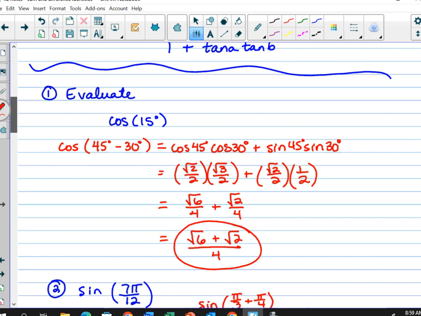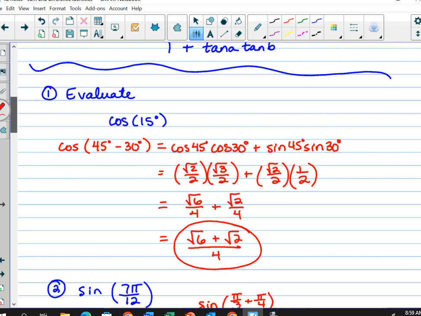7 pi over 12, where is that? It's in quadrant 2. It's a little bit past 90, right? It would be 15 degrees past where 90 is. And it's the sine, so now I'm asking you for the y value of that. So it's essentially the same angle, just like cosine of 30 degrees and sine of 60 degrees are the same thing. Cosine of 15 degrees and sine of essentially 105 degrees are going to be the same thing.